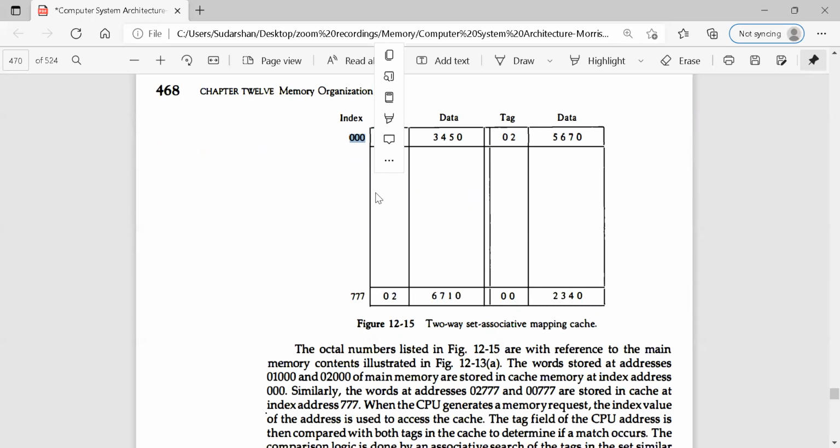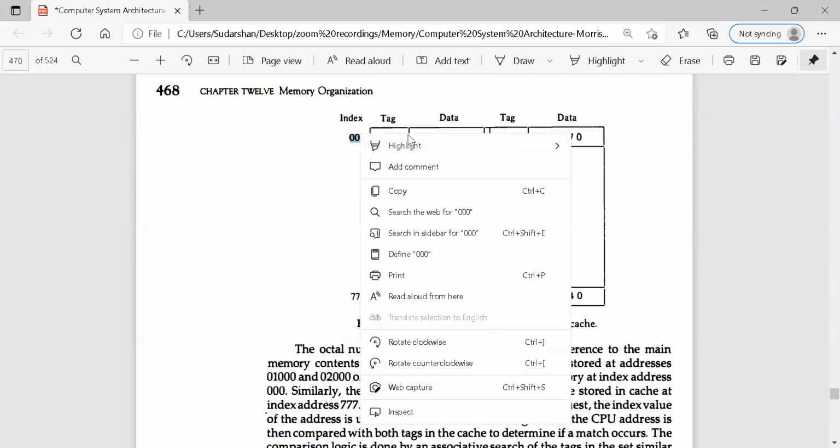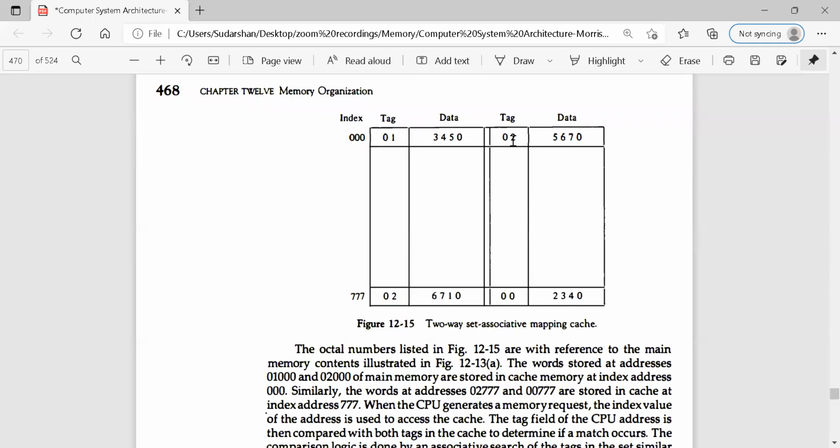We are using the set associative mapping technique, thereby we store two different tags. This is the tag and the corresponding data, tag and the corresponding data. This is the two-way set associative mapping cache methodology. It can even be 4 ways. What is meant by 4 ways? 4-way means 000 is the index. You can have the tag as 01, the tag as 02, the tag value as 03, the tag value as 04. Under one index, you are able to store 4 different tag values and the corresponding data values.